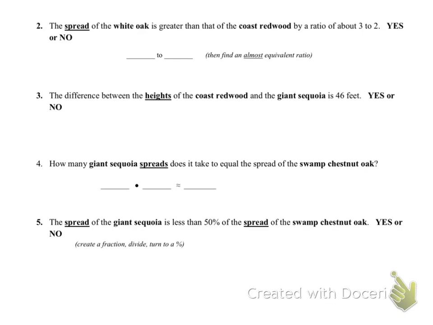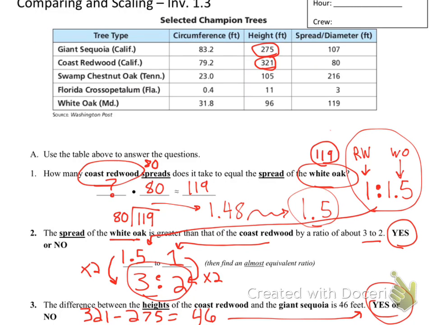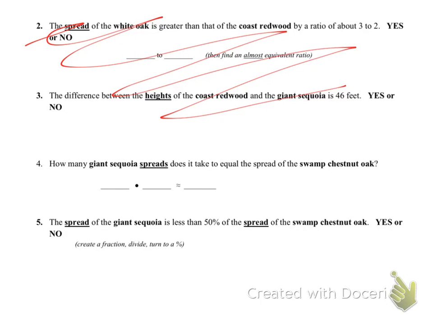Okay, number 2. The spread of the white oak is greater. Oh, I did those already. 4. How many giant sequoia spreads does it take to equal the spread of a swamp chestnut oak? Well, first off, how big is the giant sequoia's spread? Let's find that out. The giant sequoia's spread, so I got interrupted a little bit. How many giant sequoia spreads does it take to equal the spread of a swamp chestnut oak?